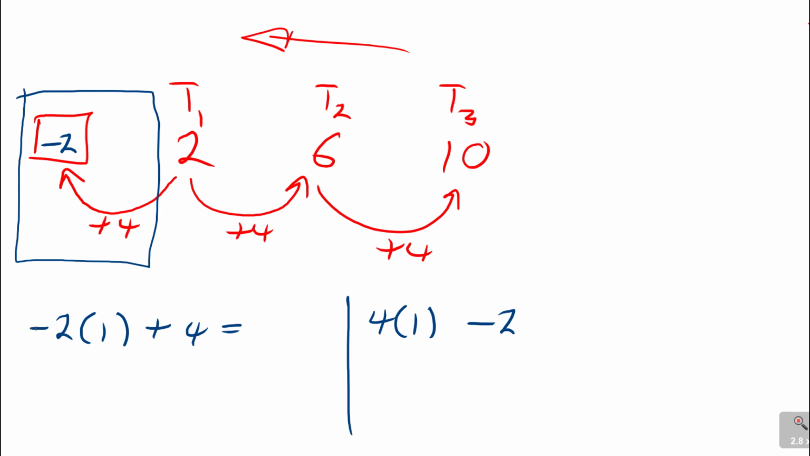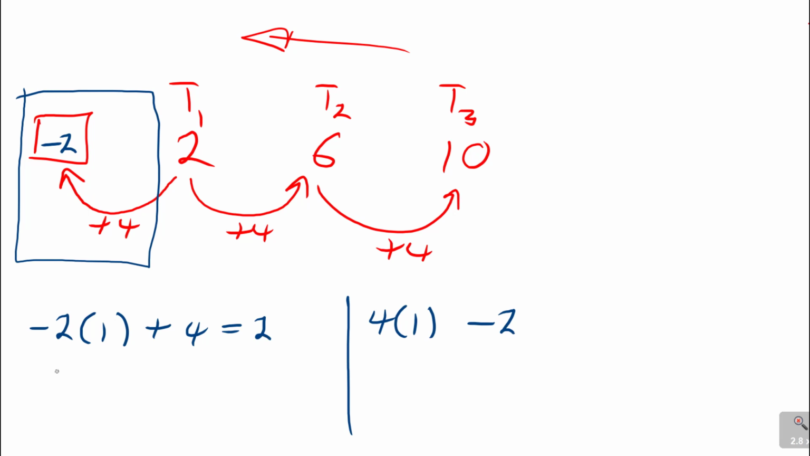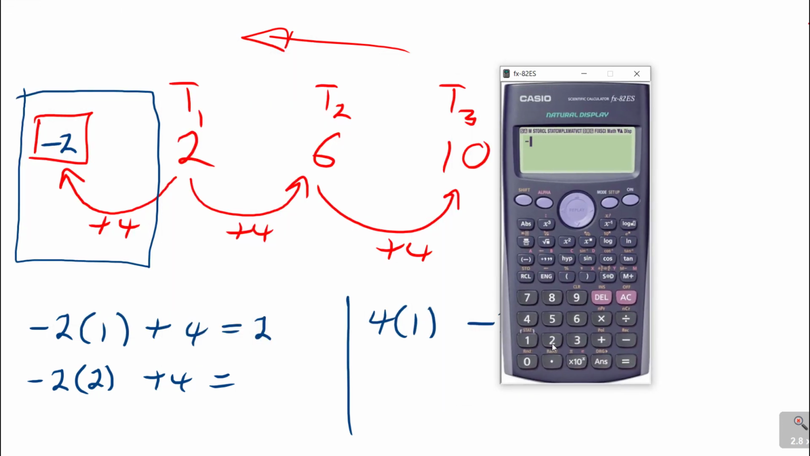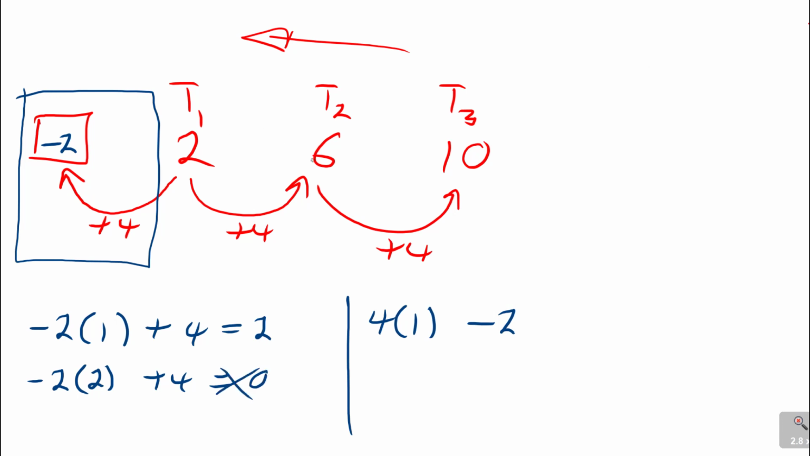If I say minus 2 times 1, let's use a calculator there. Minus 2 bracket 1 plus 4 gives me a positive 2. So here I'm getting a 2. Let's continue. Minus 2 bracket 2 plus 4. Let's see what it gives me. In a way, you're just testing which one is going to work for you. It gives me a 0, which means it's not going to work because I'm expecting to get a 6.